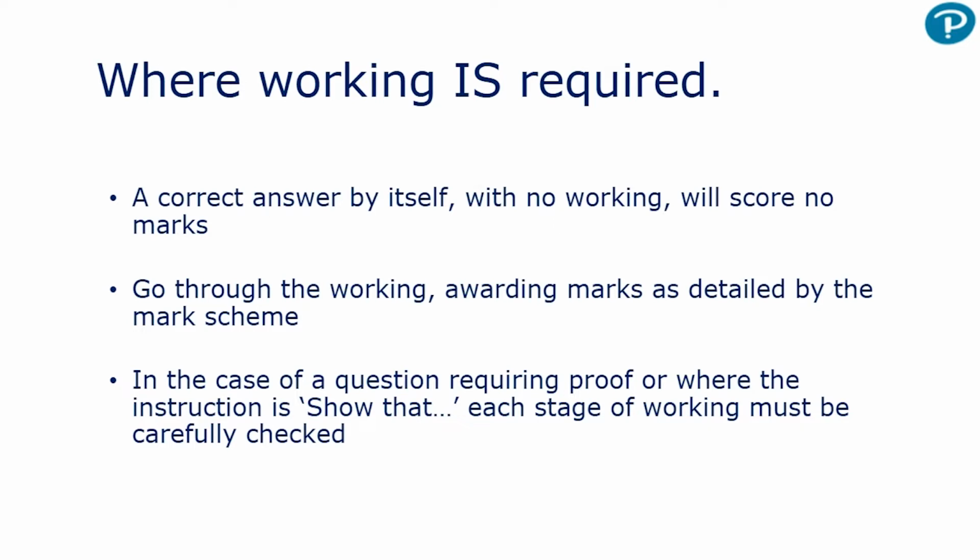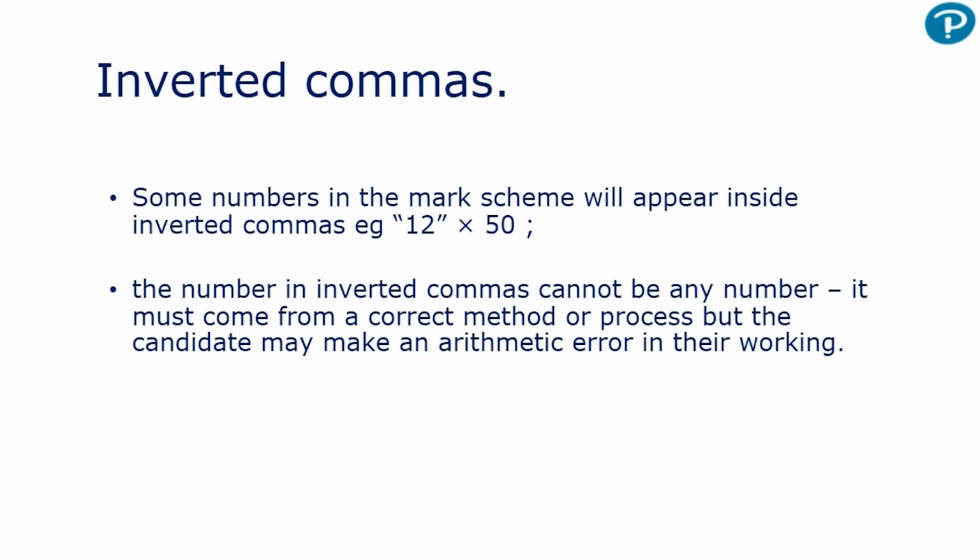You'll see in a minute. Inverted commas, it cannot be any number. It must come from a correct method. So they can't just, I don't know, if there was a question about calculating the cost of paint and they couldn't work out the area of a cylinder that needed to be painted, they can't say, oh, let's say the surface area of the cylinder is 27. They have to have had a method that works and have just got the wrong answer in order to be able to use those quote marks, commas, quote marks.